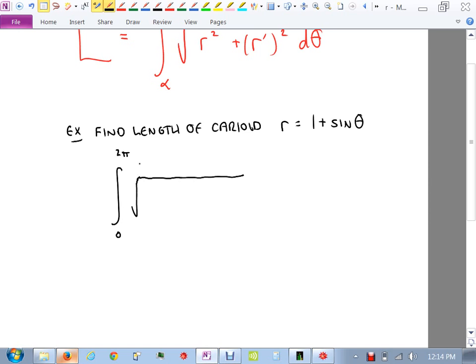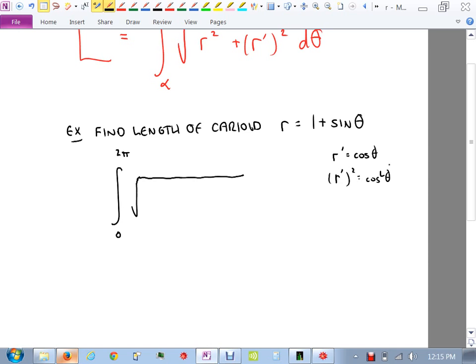The cosine. Mm-hmm. We can revisit that, because that's going to change. Let's do that after this one. Okay, so what I need in here is the derivative squared and the function squared, right? So what's the derivative of r? Cosine theta. So r prime is cosine theta. R prime squared is cosine squared theta.